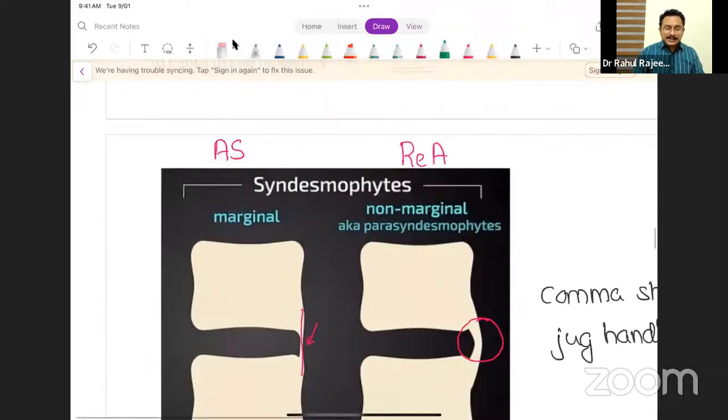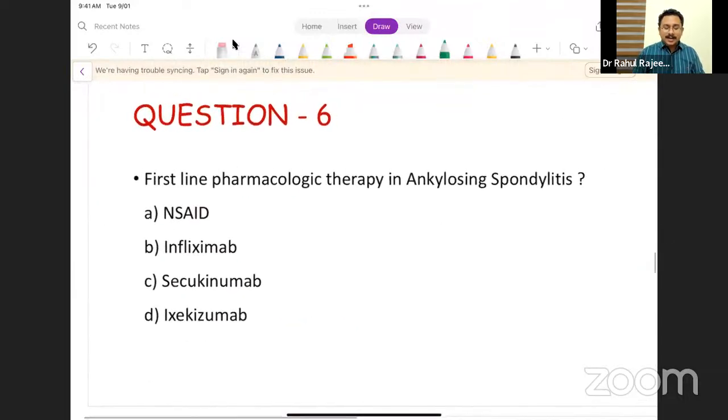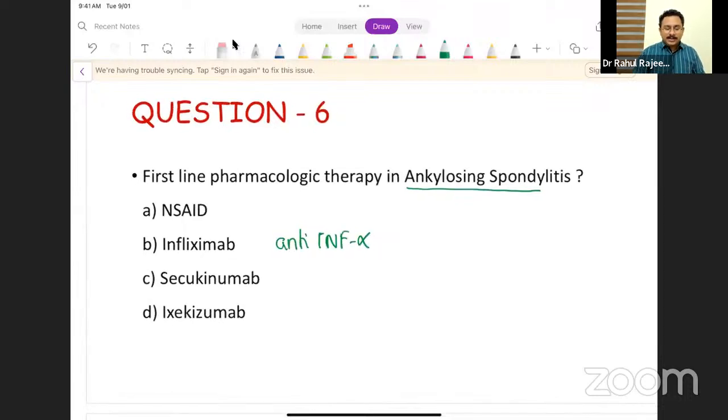Question number 6 is the first line pharmacological therapy in ankylosing spondylitis. Again, a simple, straightforward question. In case of ankylosing spondylitis, all the options which are listed can be used in the treatment. So NSAID can be used. Infliximab, which is an anti-TNF alpha, can be used. In fact, infliximab is one of the most efficacious drugs available for the treatment of ankylosing spondylitis.